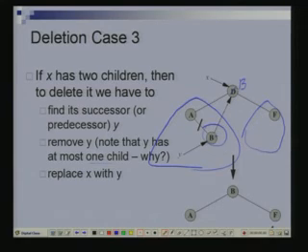So, I can move b here, and now why can I delete b easily? Because b has either no child or one child, and we have seen already how to delete a node which has no child or only one child, right. Any questions on this? I see some frowns. What don't you understand?